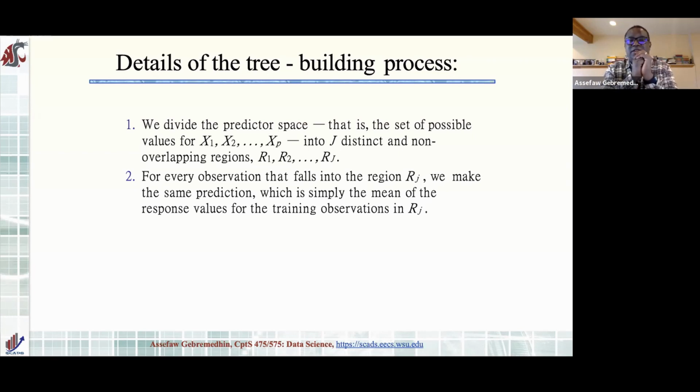So what we are after is dividing up the predictor space, X1 up to Xp. So we now have P predictors instead of just two, like the years of experience and hits for salary. There were only two predictors, but in general, we can have P of them. And so we're going to imagine dividing up the space that is defined by these P predictors into regions. We have already seen R1, R2, and R3, and we will call these regions R1 up to RJ.